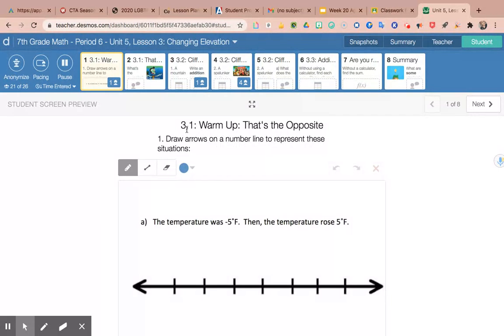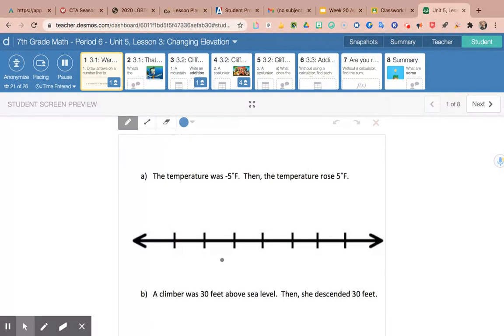The first one says 3.1 Warm Up. That's the opposite. Draw arrows on the number line to represent these situations. So first thing you're going to notice is the number line does not have numbers. So you're going to have to fill in the numbers. You can choose how you want to number it, but you probably want to be strategic with the numbers you choose. Because if I go by ones, I'm not going to have enough to get to 5 and -5.